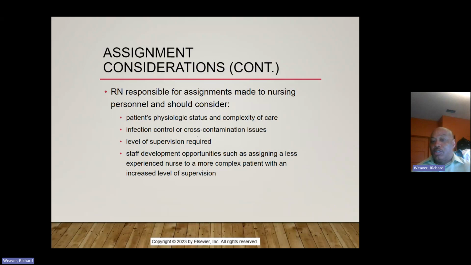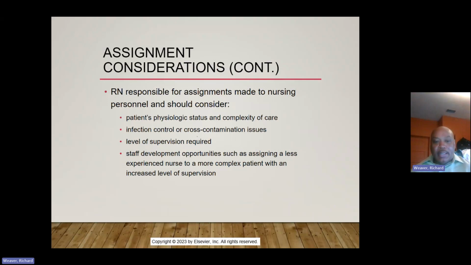Assignments should be used as a staff development tool. What this means is that the charge nurse or the team leader should use these opportunities to take that less experienced person, assign them to that group of complex patients, and help train them, help develop them. And that way, if you continue this process, the more skilled and qualified clinicians you will have on the unit who can take care of just about anybody, right?